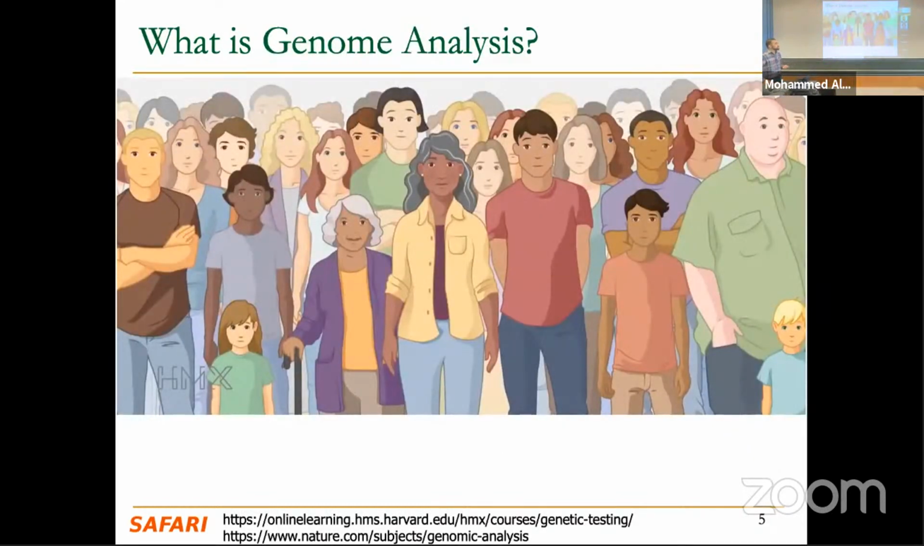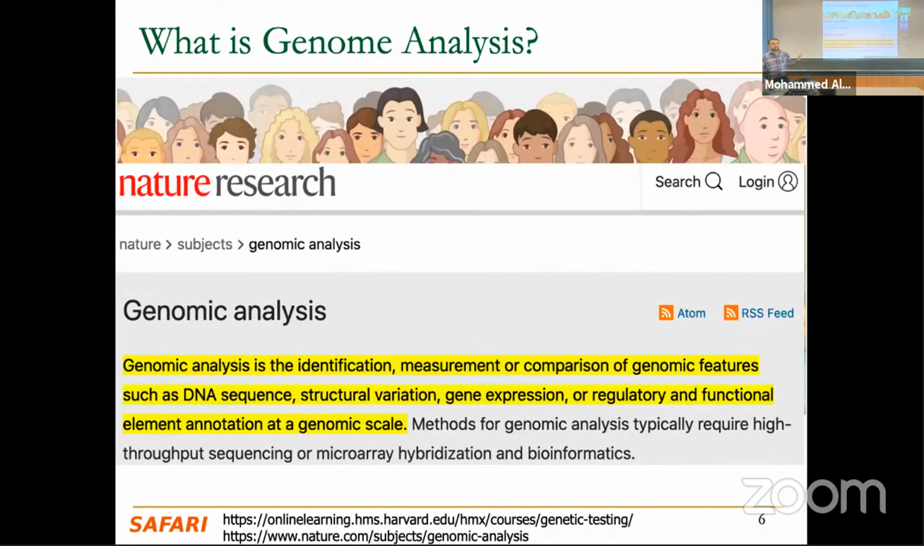So if you look at this picture, you may observe something very interesting. What makes all these individuals different? What causes all these phenotypes, traits, hair color, shape, skin color, and all these properties? So basically that is genome analysis. Our goal is to identify, measure, or compare these genomic features that make us different. And it could be a functional or non-functional genomic part that makes all these differences. So we would like to identify these, know these, such that we can correlate them to our health status and so on.